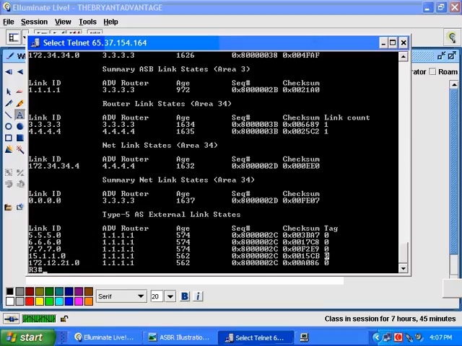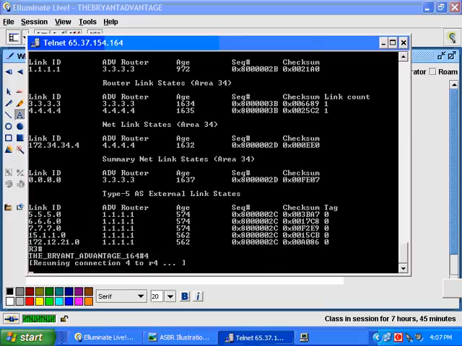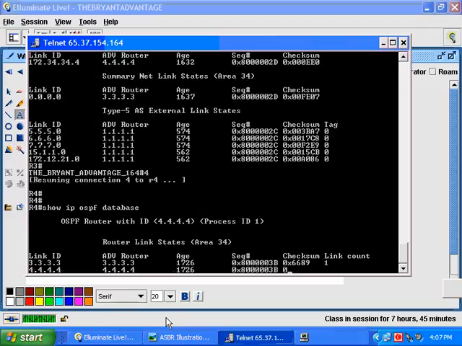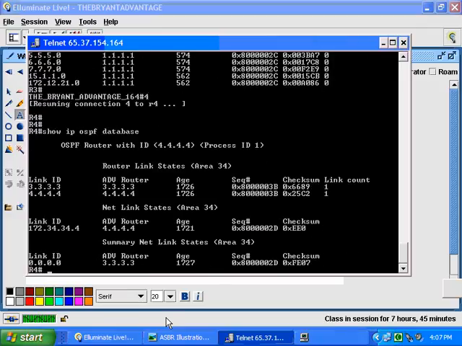Now let's go down to router 4 and see what we see as far as type 5s go. Let's see if we, hey, that's it. This is another key feature of a total stub router, because you can see very quickly, this is it. This is as big as router 4's OSPF database is. It doesn't need anything else.